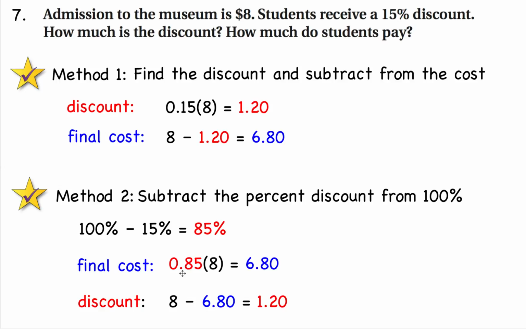So those are the two methods. If they only ask you for the final price, this one is much more efficient because you don't have to multiply and then subtract. You can just multiply and get the final amount.